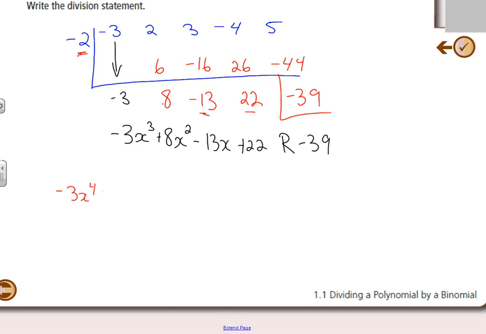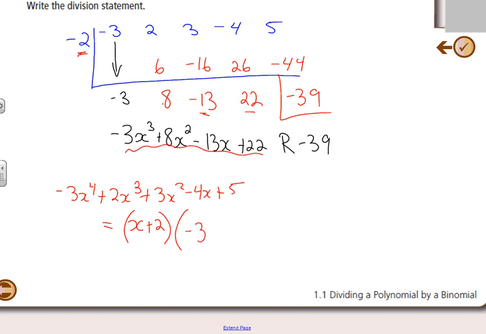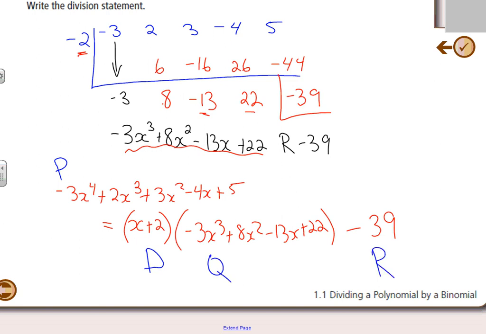Negative 3x to the 4 plus 2x cubed plus 3x squared minus 4x plus 5 is equal to the divisor x plus 2, bracket that off, times the quotient, that's right here, negative 3x cubed plus 8x squared minus 13x plus 22, plus the remainder. The remainder is negative, so negative 39. Polynomial, divisor, quotient, remainder.